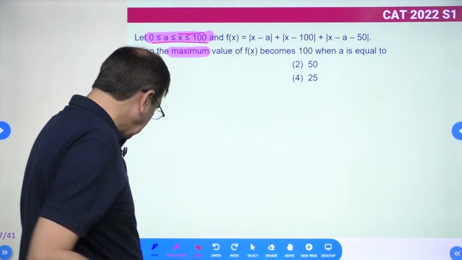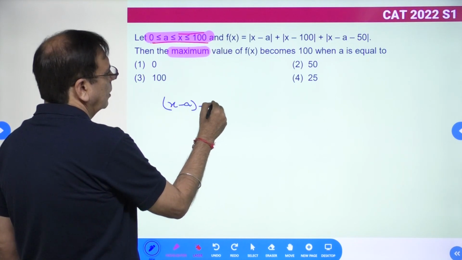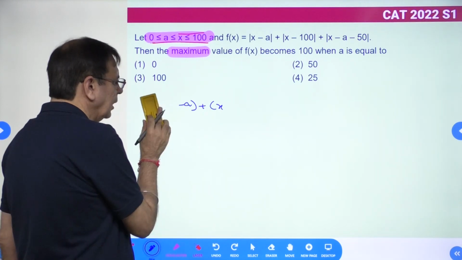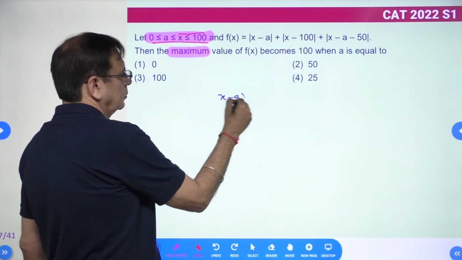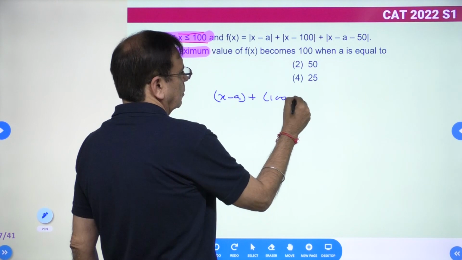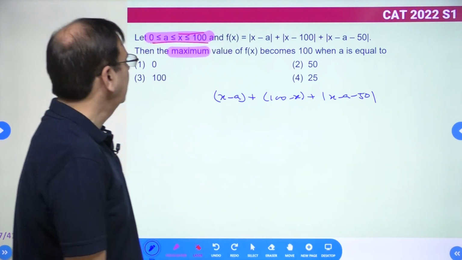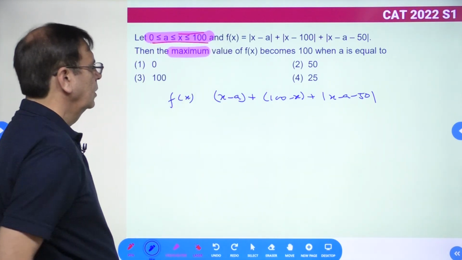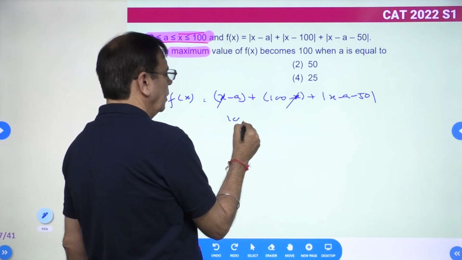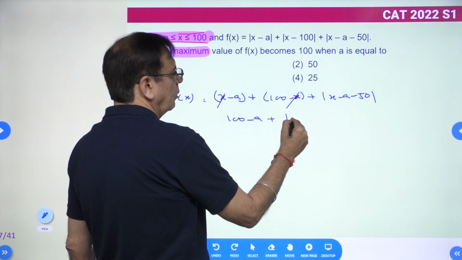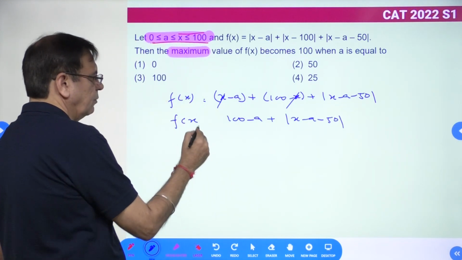So effectively, what is the equation we have? Our equation is x minus a plus, let me just keep it a little on the right hand side so that I have some space for working also. This is effectively the equation for f(x). Now what does that become? This becomes x minus a, this becomes 100 minus x, plus mod of minus 50. So this is our equation for f(x).